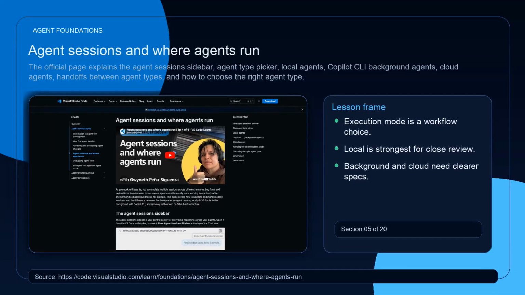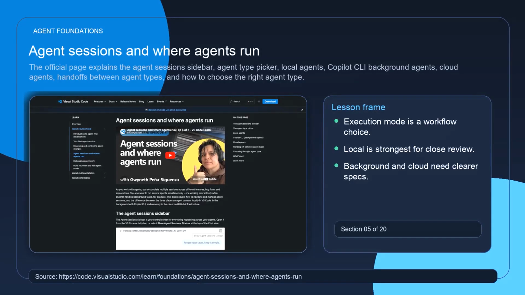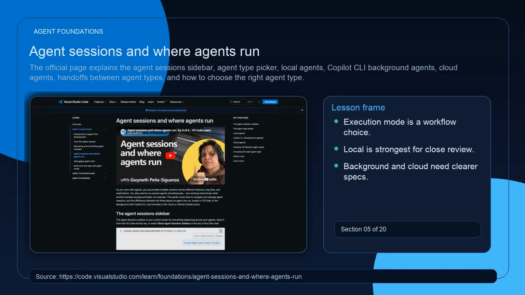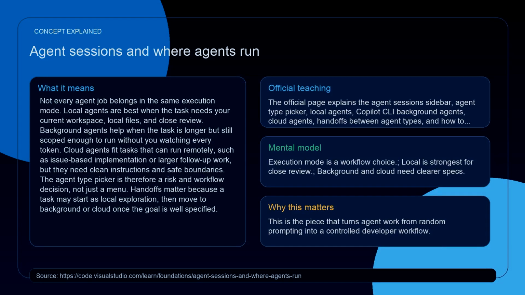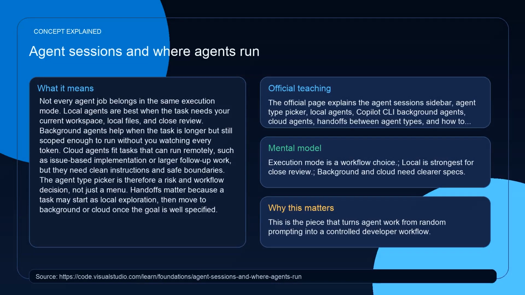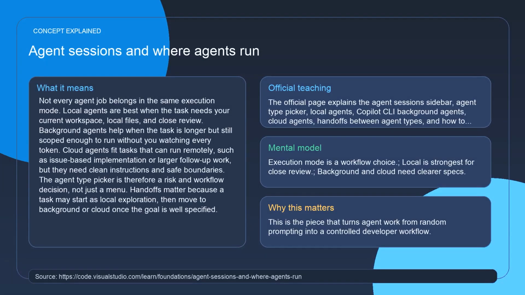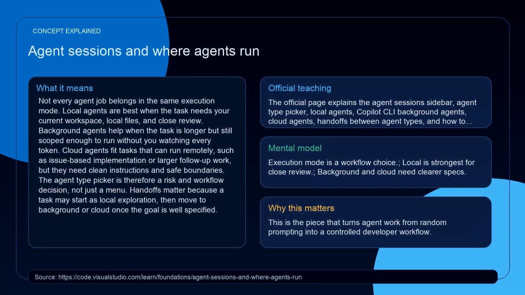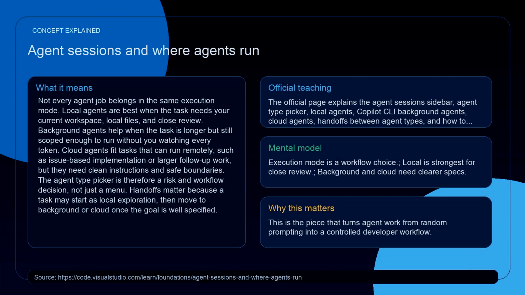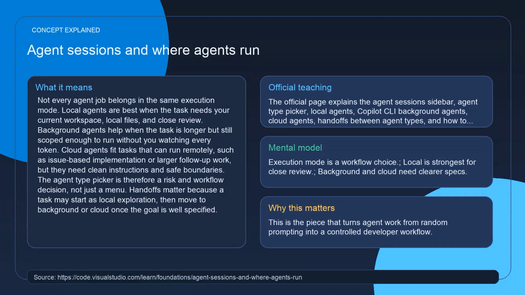Here is the real explanation. Not every agent job belongs in the same execution mode. Local agents are best when the task needs your current workspace, local files, and close review. Background agents help when the task is longer, but still scoped enough to run without you watching every token.